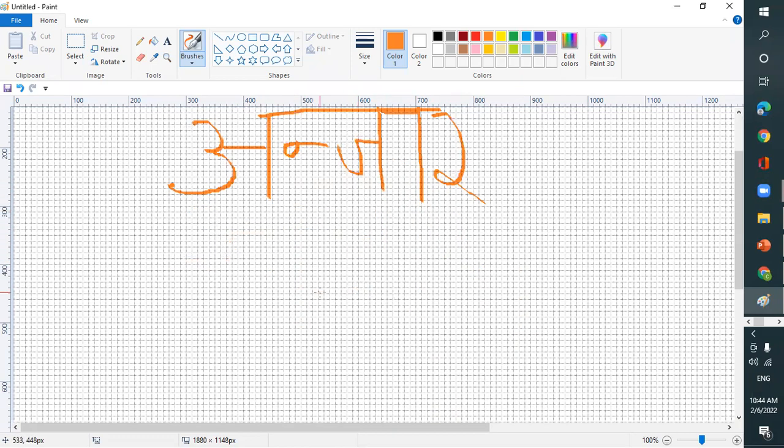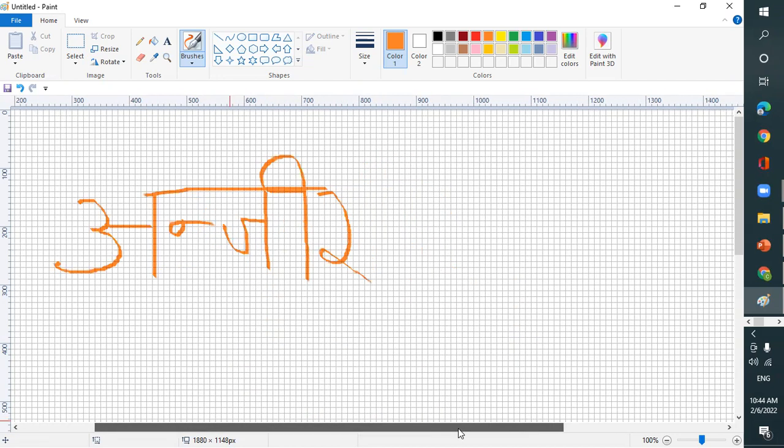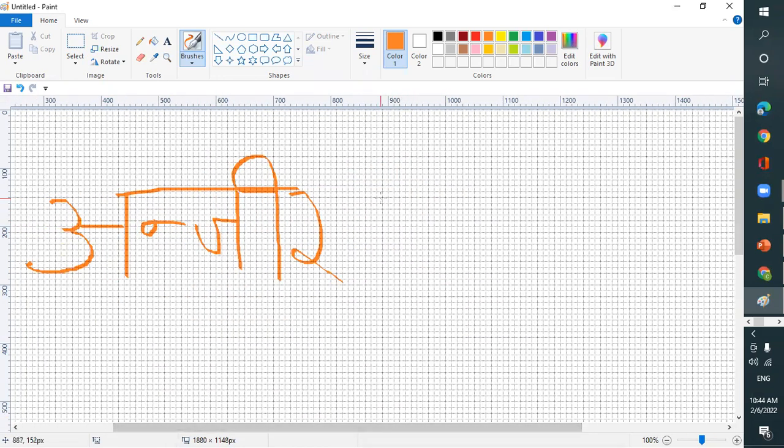Now, what does it mean, sir? Anjeer? अंजीर एक fruit है ना, क्या बोलते हैं उसको? What is that called? Fruit's name, sir? Fig. Oh, it's a fig, thank you. Okay, so how do you write anjeer now?